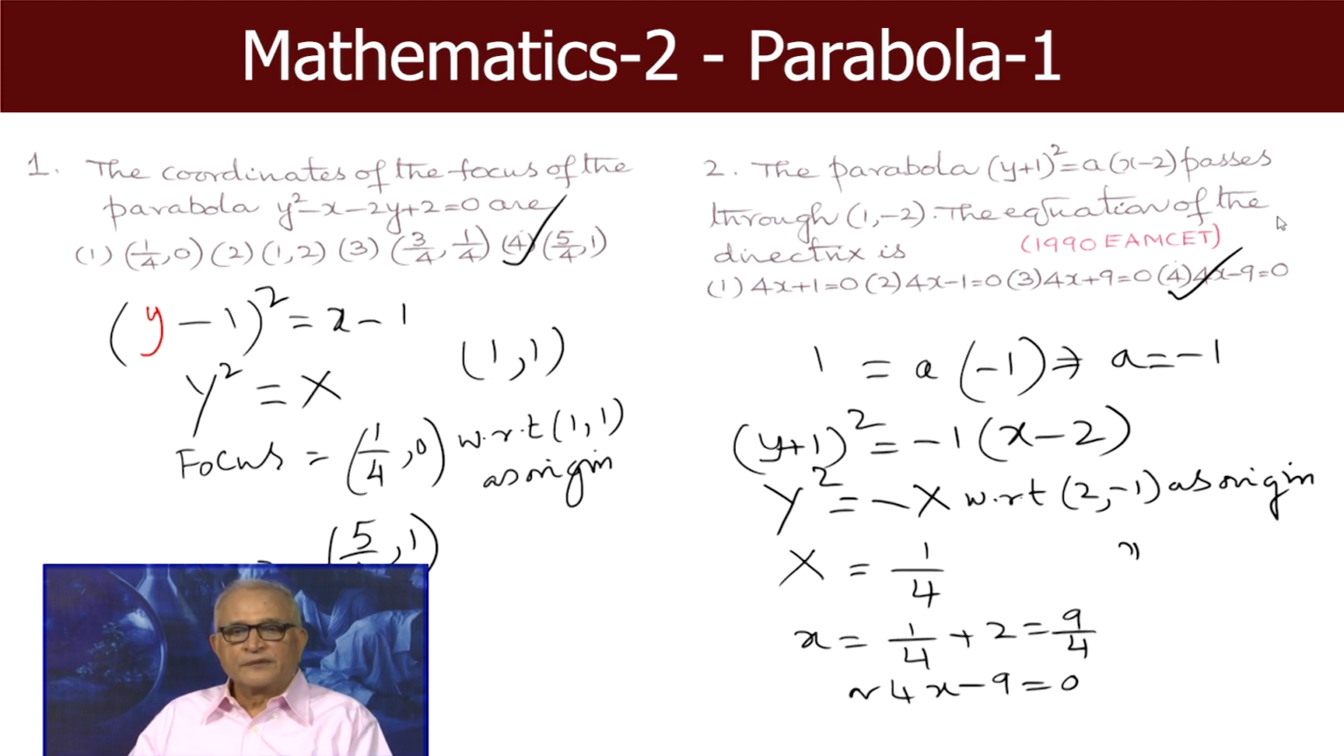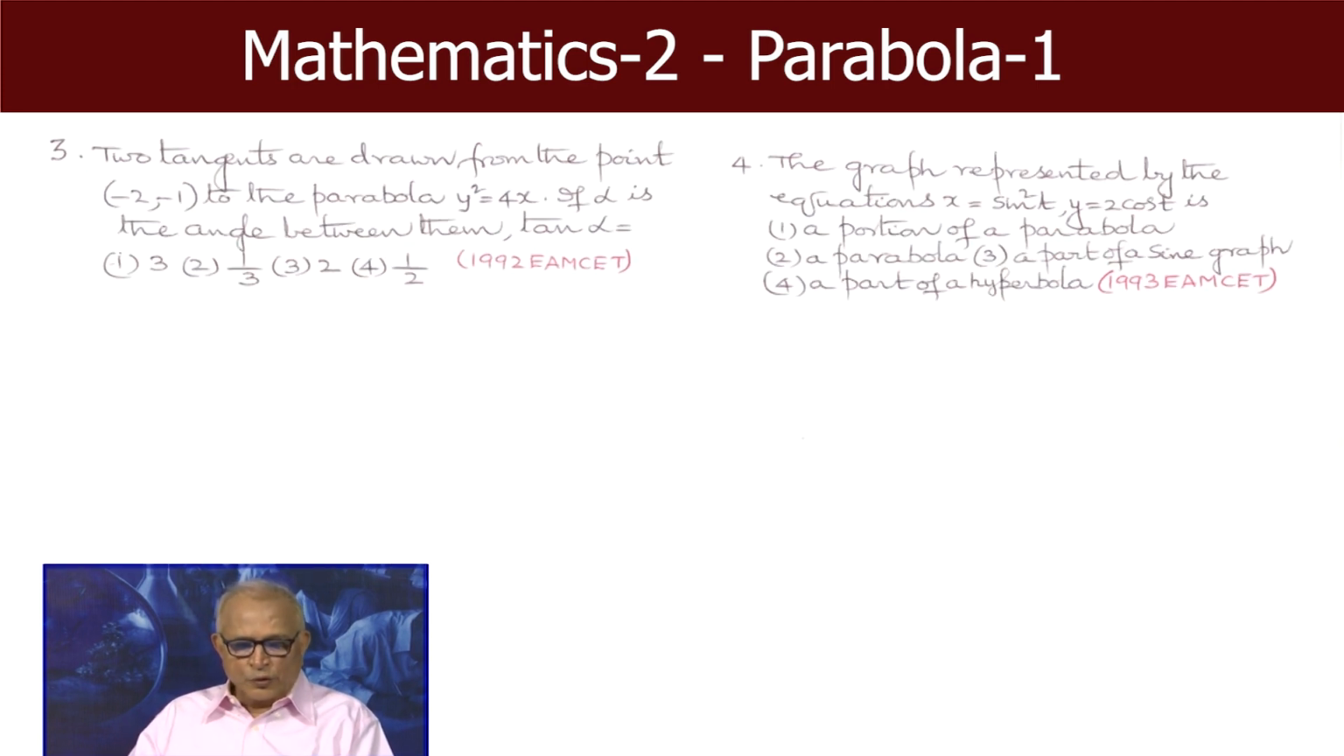Follow? Next, 3. Two tangents are drawn from the point (-2, -1) to the parabola y^2 = 4x. From an external point, you know, 2 and only 2 tangents can be drawn to the parabola. Always you can draw 2 tangents to the parabola from a given external point, from a point which lies outside the parabola.